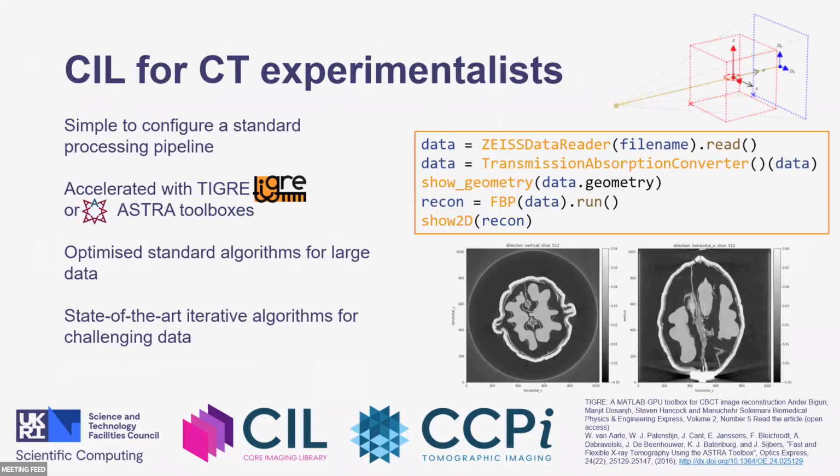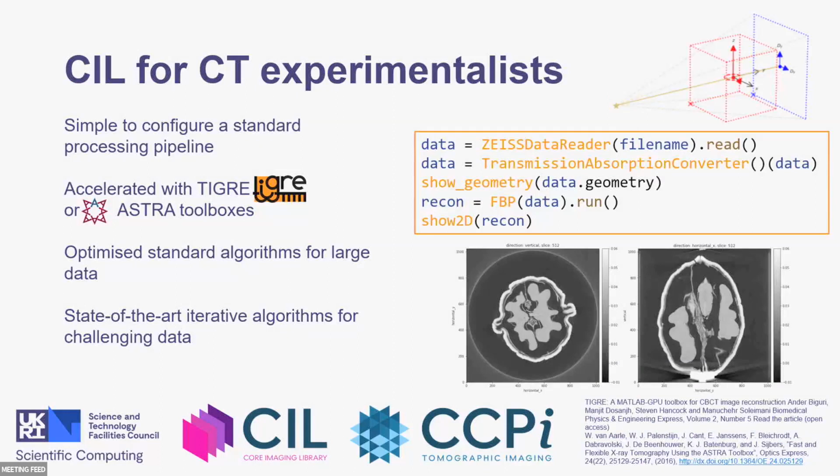SIL is designed with CT experimentalists in mind, to try and make it as simple as possible to configure a reproducible standard processing pipeline. In just these 5 lines of code, we're able to read in data from our lab-based CT source, pre-process it, display the geometry that's been read in from our file and make sure that it's as we expect.